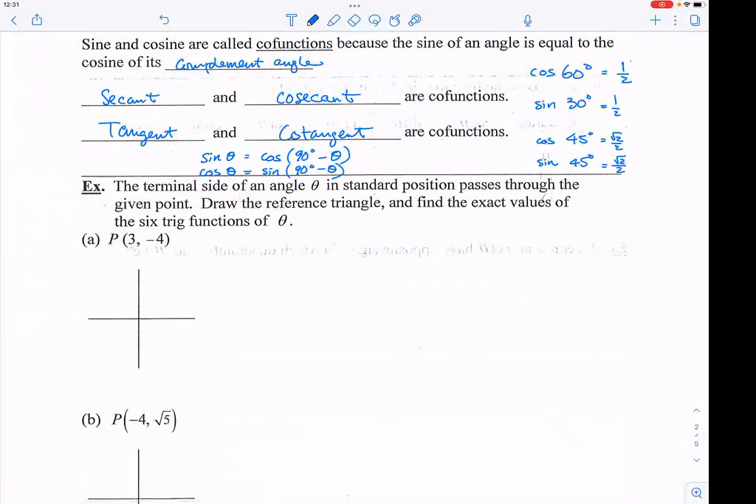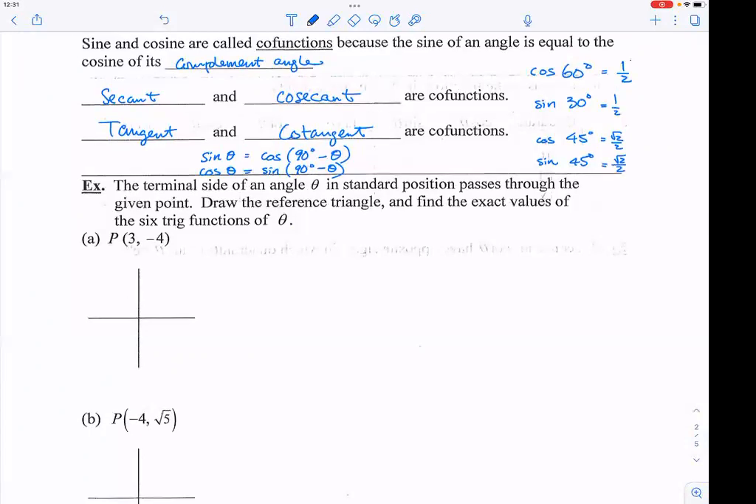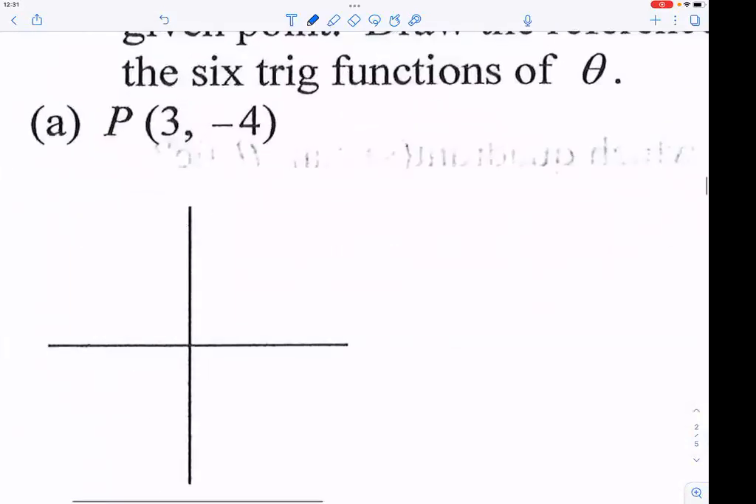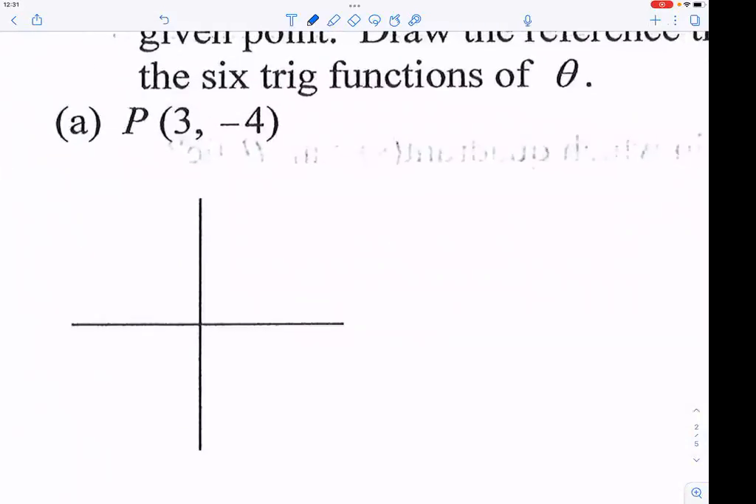All right, now let's go ahead and focus on the bottom. Now we can go back to the 6 functions. So the example down here says we have a point. Remember we did this 2 days ago. We put a dot on the coordinate plane. So (3, -4). Where should we put the dot? Which quadrant should we put a dot?